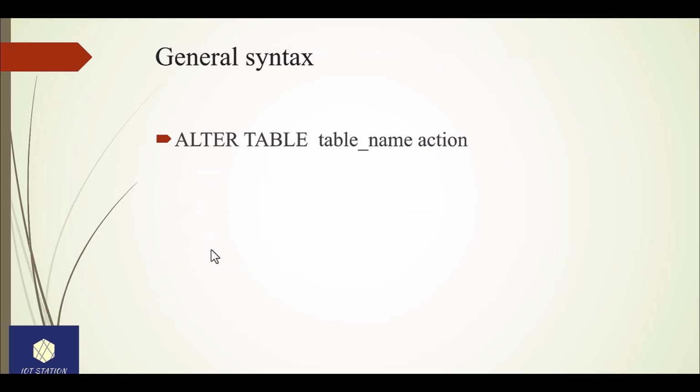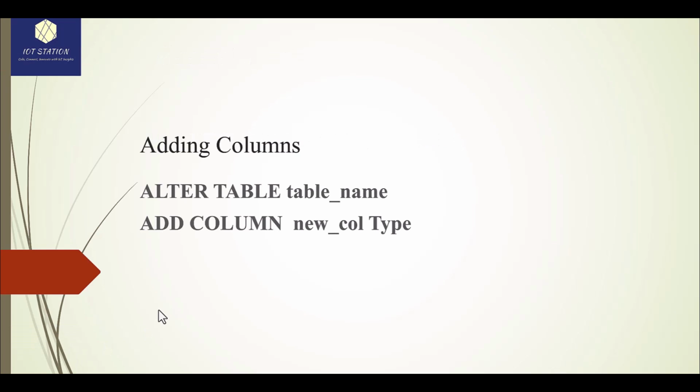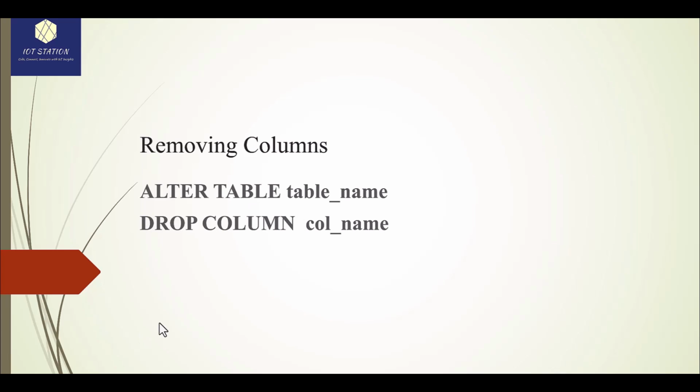For the general syntax, you need to write alter table, then the table name, and then tell the action. This action could be adding columns. In that case, you write alter table, table name, and add column, defining the column name and data type. Or if you want to remove columns, you use alter table name and drop column with that specific column name, and it will drop that column.